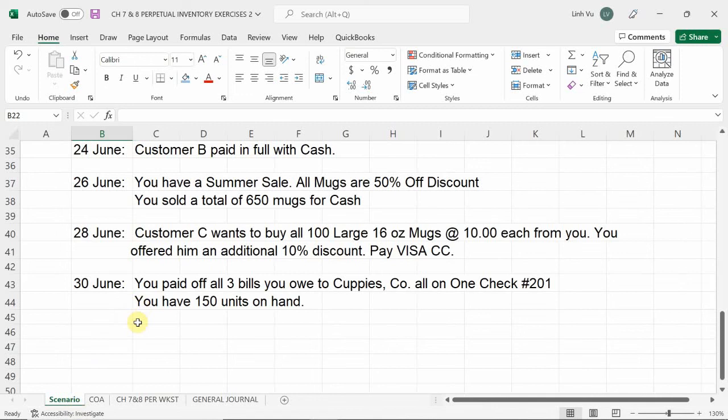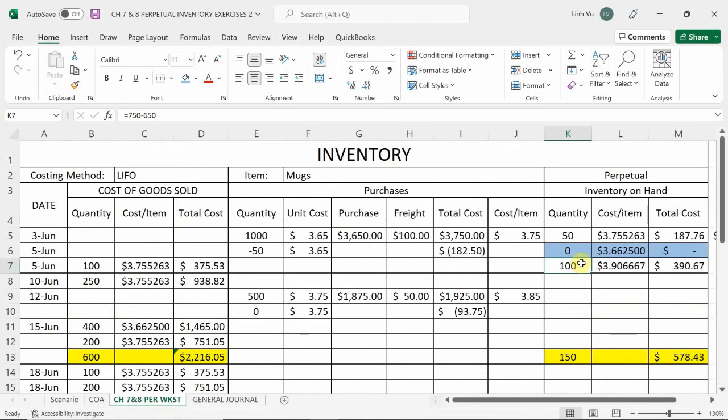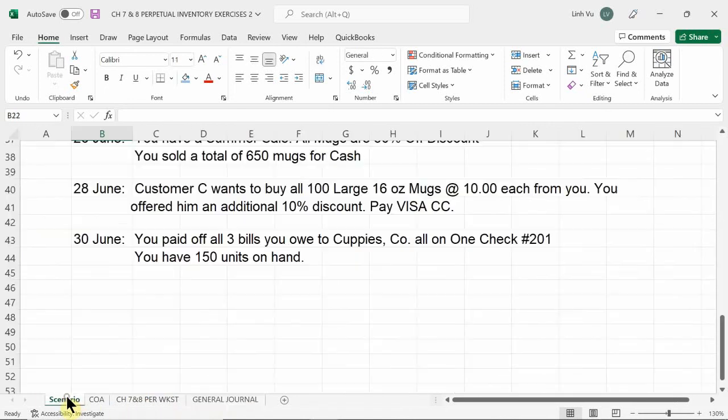So then, last but not least, says here that on June 30th, you paid off all 3 bills that you owe to Cuppies Co. all on one check. Check number 201. And you have 150 units left on hand. Is that true? Well, we got 50 from our first batch, and we have 100 from my very last batch that I purchased right here. So yes, I do have 150. Now let's go ahead and pay off every single bill that I have accumulated, right?